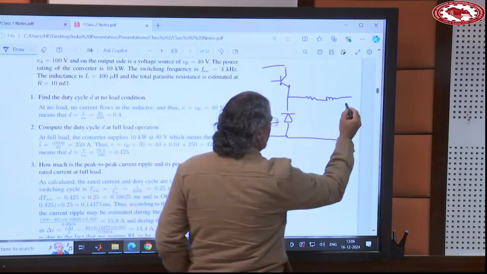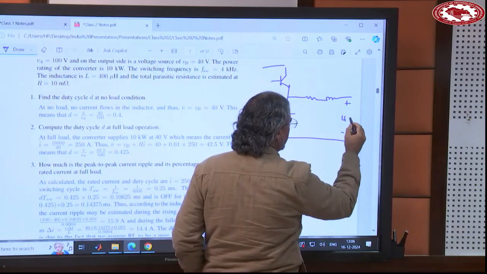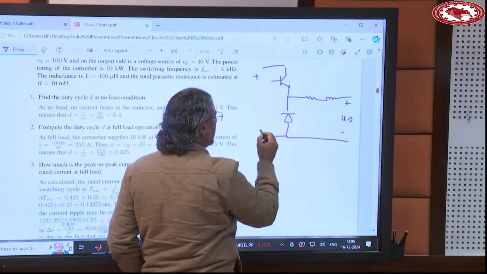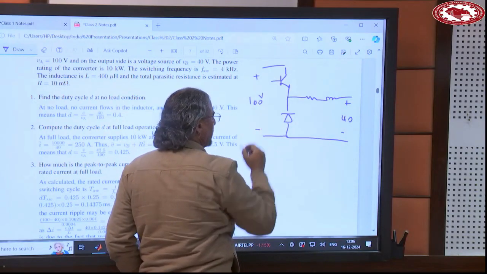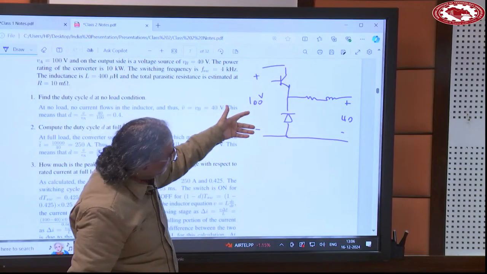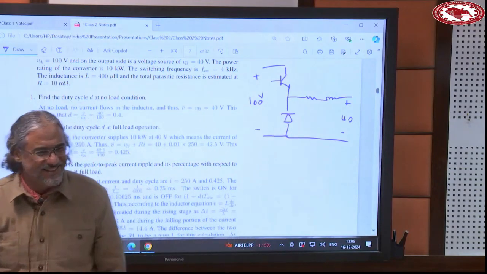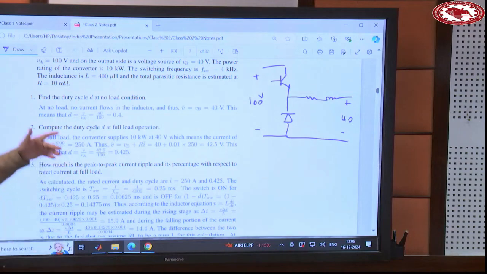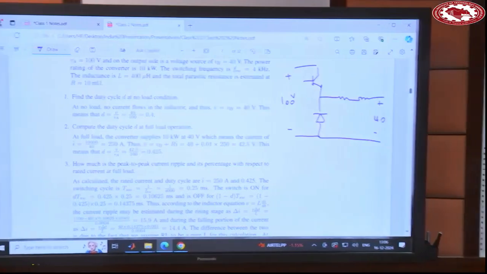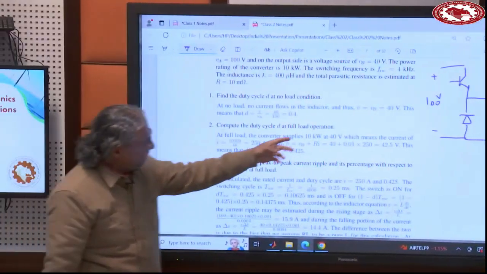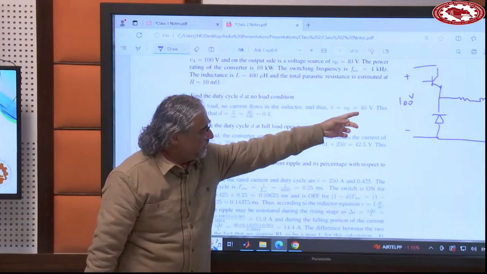And remember, this is 40 volts and this is 100 volts. So if you want to have no flow of current, you should generate 40 volts here. If you generate 40 volts here across the diode, there will be no current flowing. So if you want to have 40 volts, V bar is equal to 40.